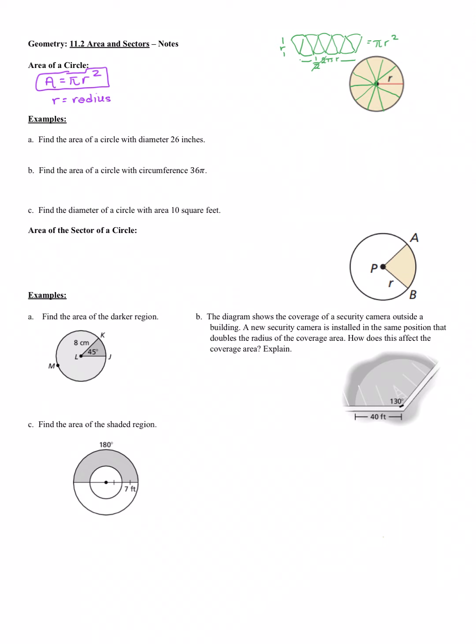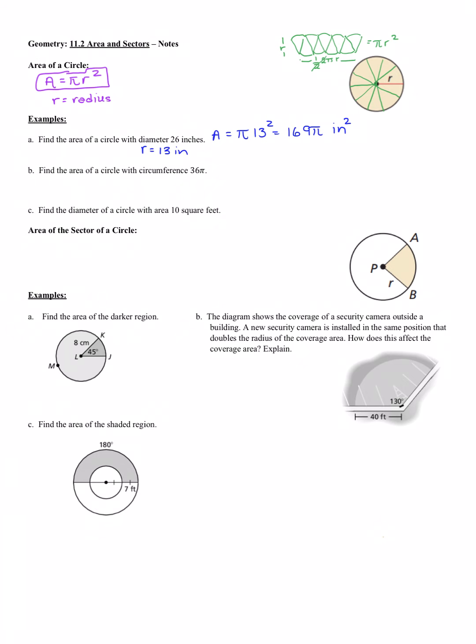Find the area of a circle with diameter 26 inches. So that means that my radius will be 13 inches. So area equals pi times 13 squared, which would be 169 pi. We tend to write the number in front of pi. And our units, because this is area, is going to be something squared, in this case inches squared. All right, so make sure you're keeping your units with your problems.